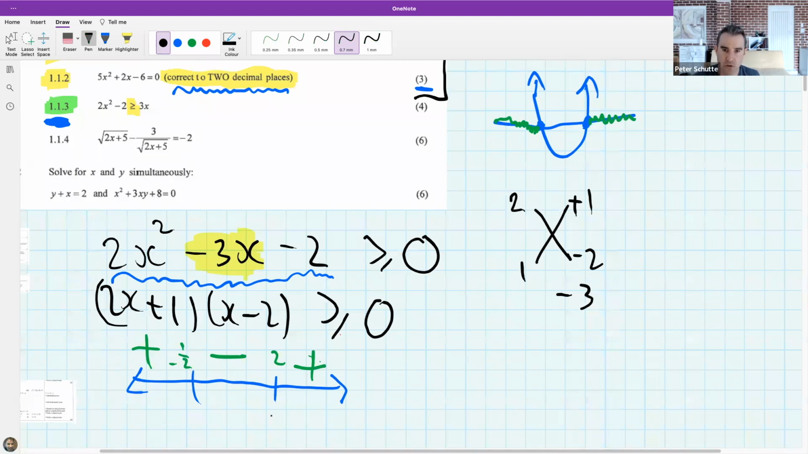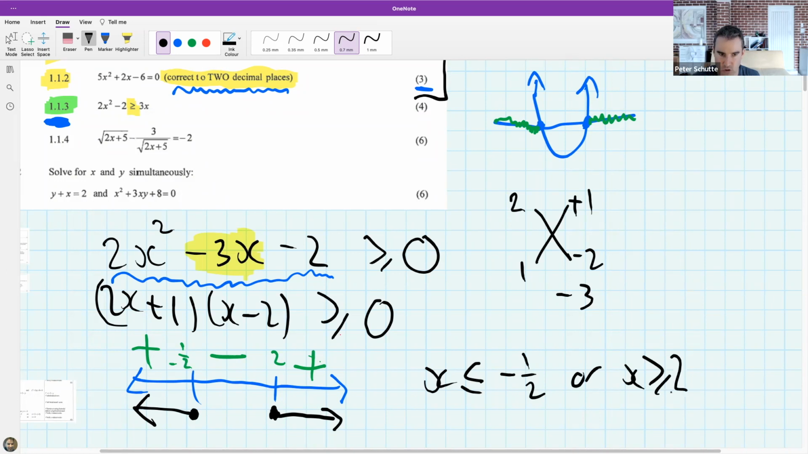And so what I do is it's 0 over here, so I color in this dot and it's included. And then over here, I'm going to color in this dot as well. And so the answer is going to be x is less than or equal to -1/2, or x is greater than or equal to 2. The reason it's got greater than or equal to is because when I started, the question had a greater than or equal to. And so I have to include my endpoints.